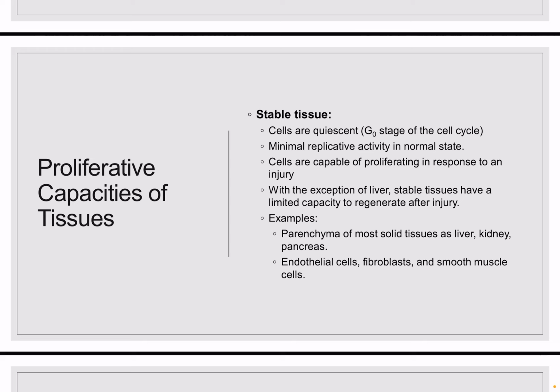Stable tissues, yes, they have the ability to divide or regenerate, but not as much as the labile tissues. But in the stable tissue, there is one organ which has a very high replicative ability, and that is the liver. So if I ask you, which one has more proliferative capacity, the labile tissue or the stable tissue? Labile. And in the stable tissue, which one has the highest ability to divide? Liver. The liver. Very good.